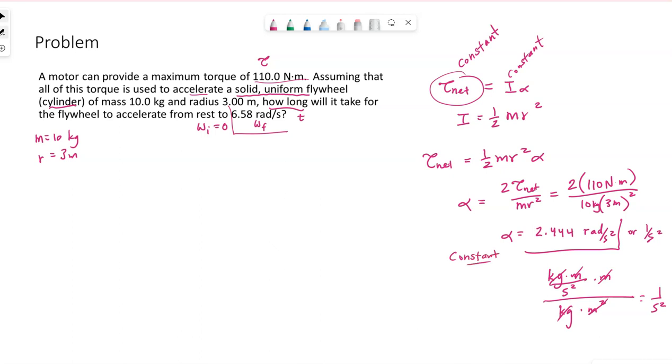Now the reason I'm pointing that out is because we have the set of kinematic equations that can be used when we know the angular acceleration is constant. So the big three, but for rotational motion specifically. So this is the one that has most of what I know. It's starting at rest, so omega initial is 0. Omega final we know. Alpha we now know. So we can solve for the time.